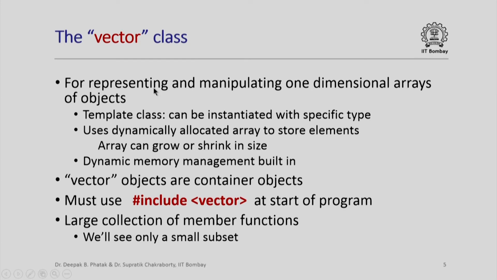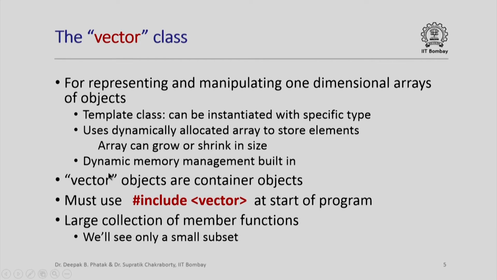For the time being, let us just consider the vector class as a mechanism for representing and manipulating one-dimensional arrays of objects. This is a template class, which means that it can be instantiated with a specific type to represent a one-dimensional array of objects of that type. It uses a dynamically allocated array to store the elements. So, depending on how many elements you are storing, the array can grow or shrink in size. A very nice feature of this class is that dynamic memory management is built in. So, you as a user of this class do not need to worry about dynamic memory allocation or deallocation.